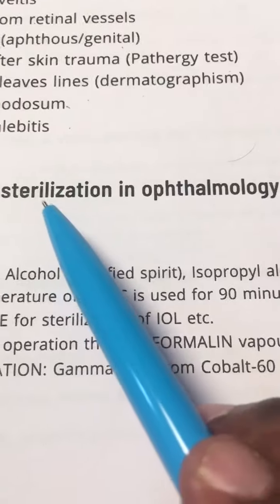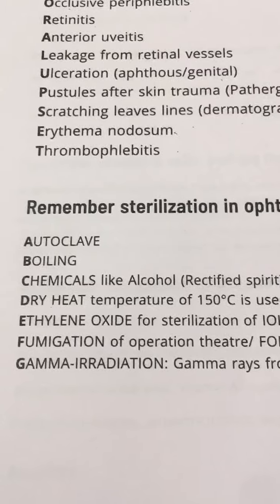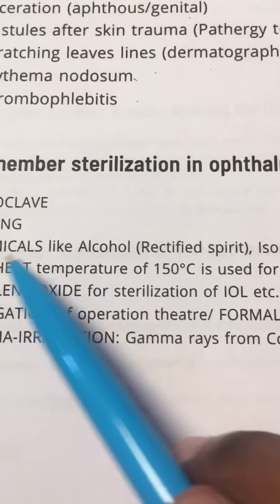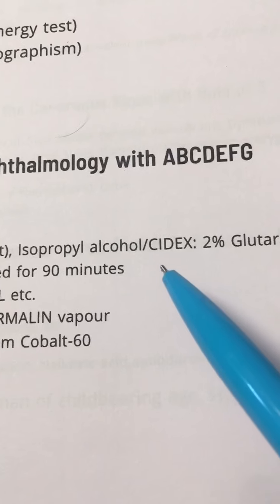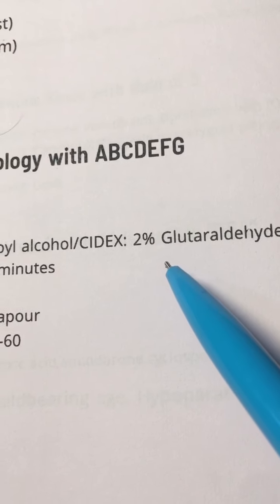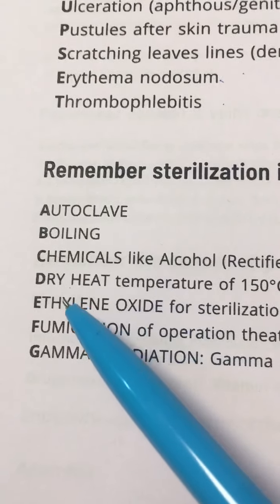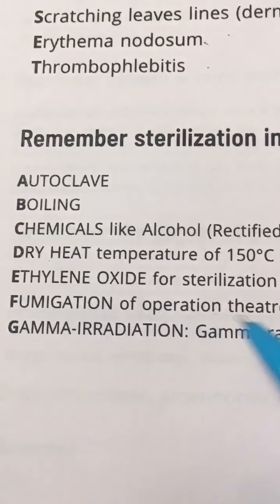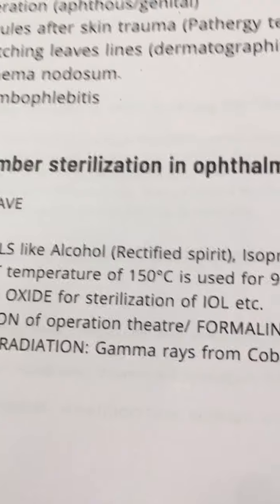Now, what are the various methods you use for sterilization in ophthalmology? One of the favorite questions. We use autoclaving, boiling, and chemicals like alcohol and isopropyl alcohol, Cidex, 2% glutaraldehyde. So they are the chemicals. Similarly, dry heat, ethylene oxide for the sterilization of the IOL, and we also use fumigation and gamma radiation, where the radiation comes from cobalt-60.